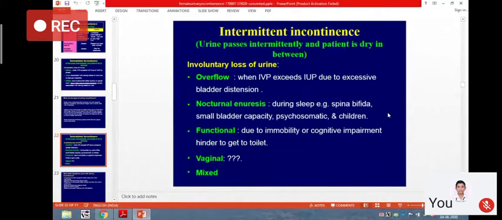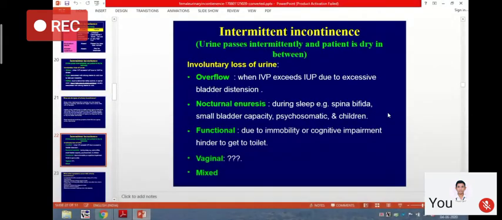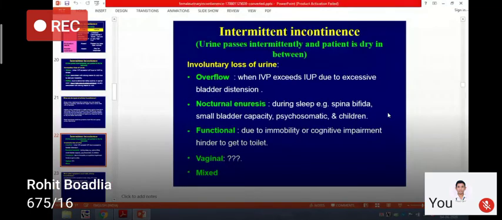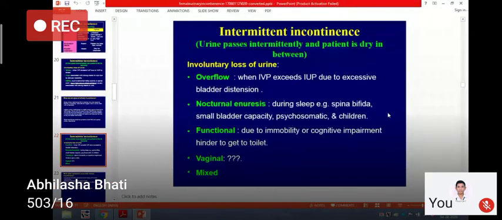Then involuntary loss of urine can be due to overflow incontinence, when the intravesical pressure exceeds the intraurethral pressure due to excessive bladder distension. When there is obstruction to the outflow, whether a bladder stone or urethral stone, there is bladder distension, and the intravesical pressure becomes very high and exceeds the intraurethral pressure. Nocturnal enuresis occurs during sleep, for example in cases of spina bifida, small bladder capacity, and psychosomatic causes, and in children. Functional incontinence is due to immobility or cognitive impairment.